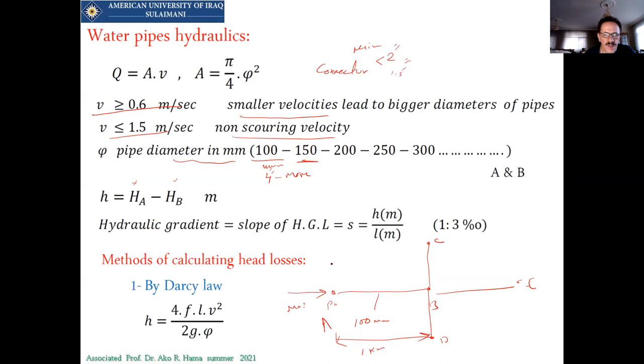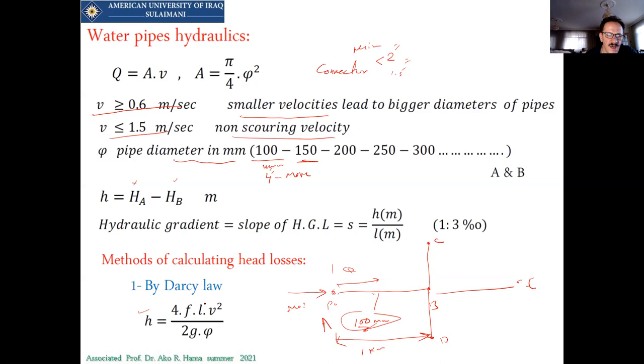So the flow is going from this point to that point, so there will be a Q in this pipe. After this Q, the area of this pipe is pi d squared over 4. And I have the diameter, so I have the velocity in this pipe. So I have to apply this equation. The equation is the head loss in this pipe.